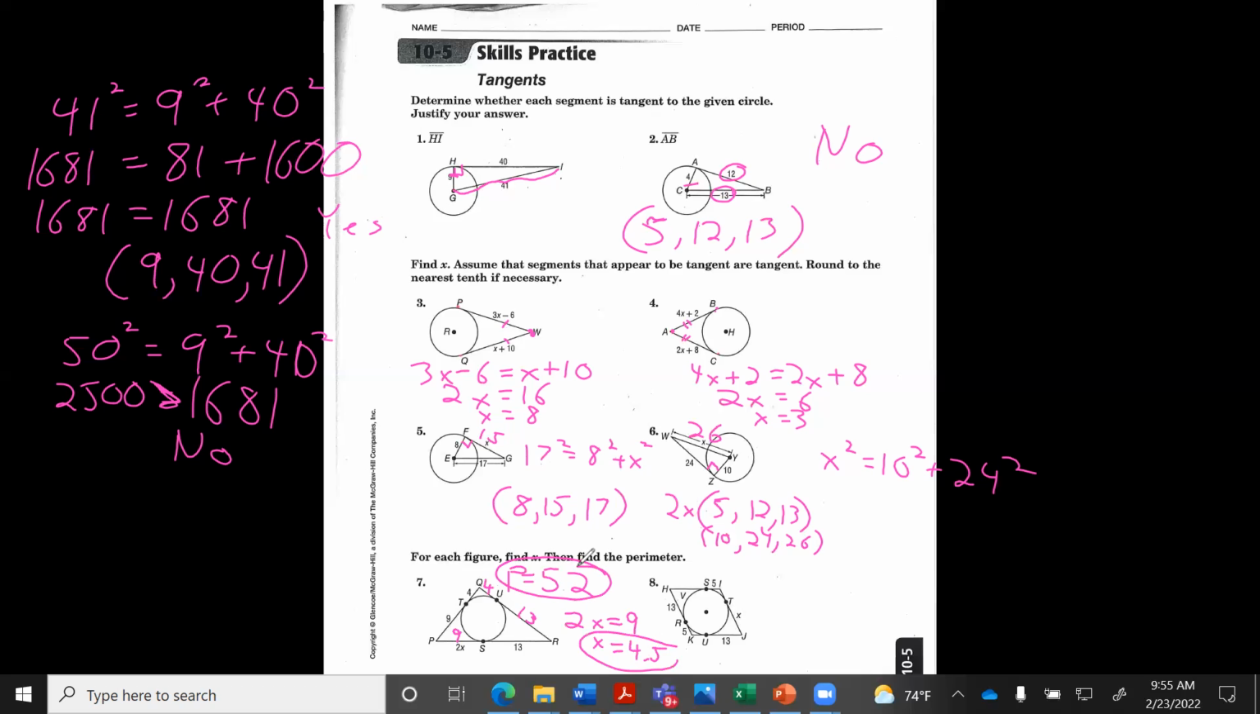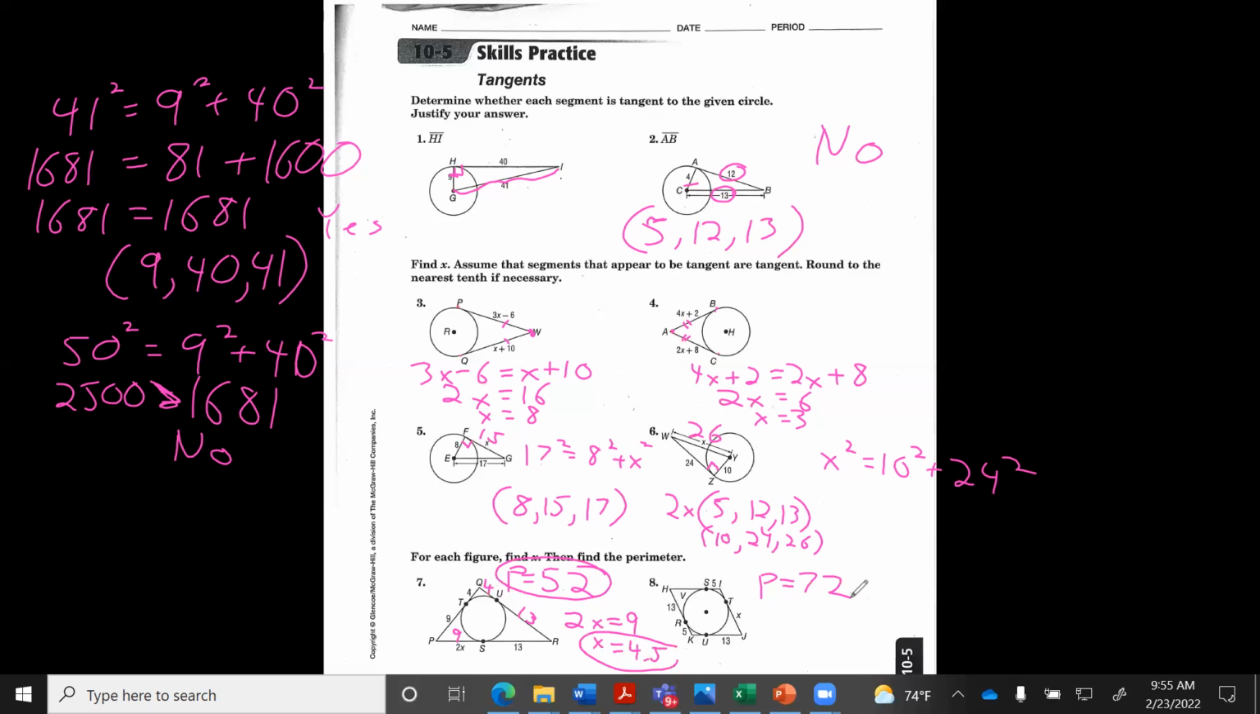On number 8, same idea. This time we have a quadrilateral going around the outside. So we have 4 values for the sides that get doubled. So we have 5, 13, 5, and 13. We add those up. 13 and 13 is 26, plus 5 and 5, that's 36. 36 doubled is 72 for our perimeter.